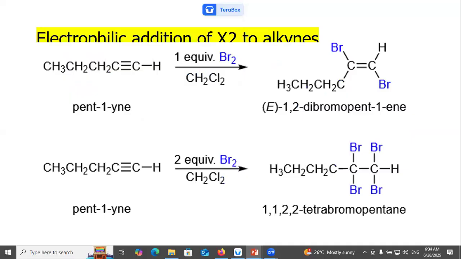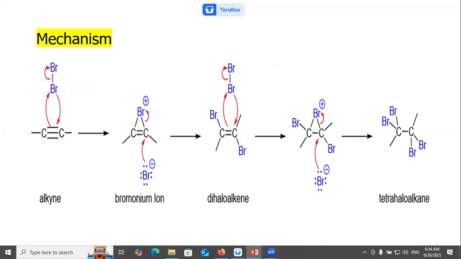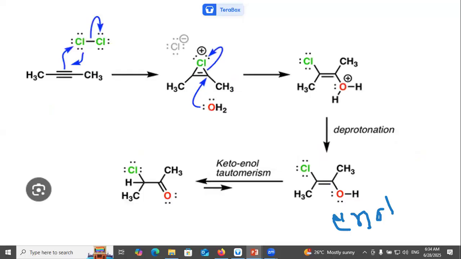Electrophilic addition of halogen to alkynes. In case of mechanism, the alkyne is attacked by bromine molecules and forms bromonium ion. And dihaloalkene is again attacked by bromine and produces tetrahaloalkane. In this case, the mechanism is similar.